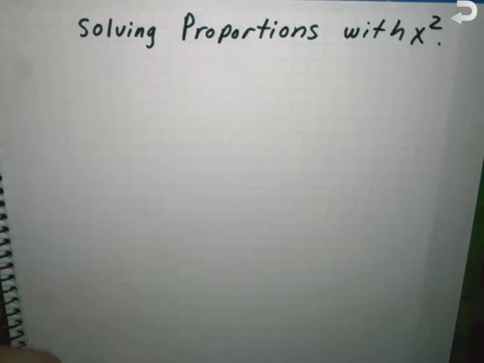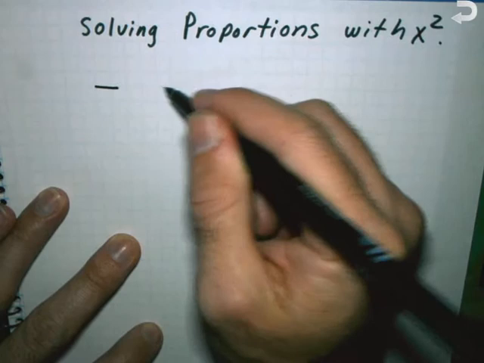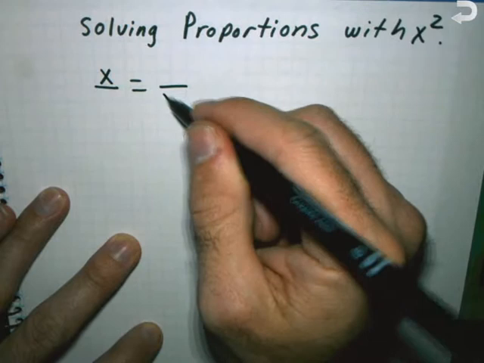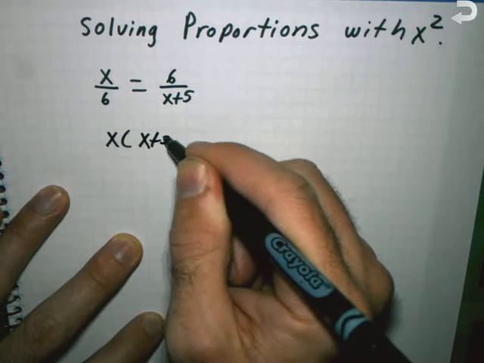Okay, in this video we're going to look at solving proportions with x squared. We get this type of problem whenever we have a proportion with an x here and maybe an x plus 5. So maybe we have something like this. And when we multiply here, we have x times x plus 5 equals 36.